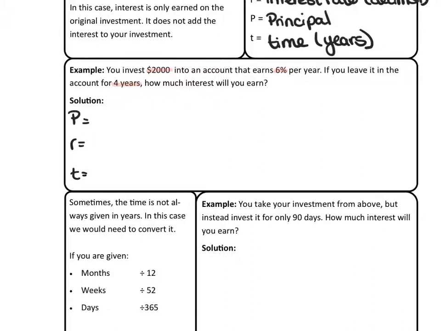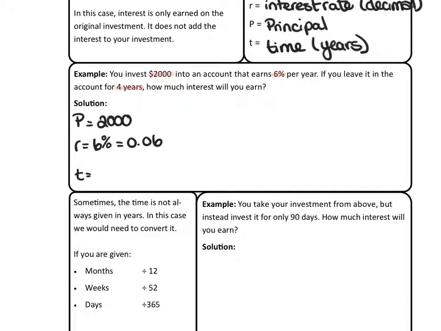So in this case, P is 2,000. We get that right from the question. R is 6%, but remember I said you would need to change that to decimal form. So we're just going to take 6 divided by 100, which equals 0.06. And then T is our time, and it has to be in years. The question gives us 4 years, so it's already in years. And then once we have this, it's very easy to just plug it into the formula.